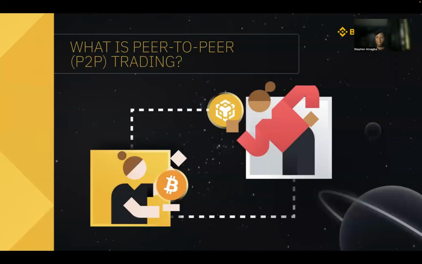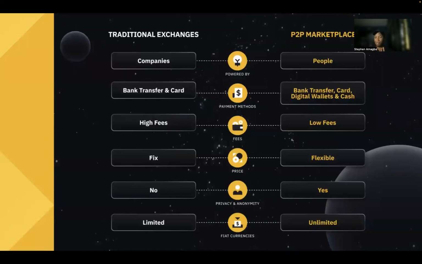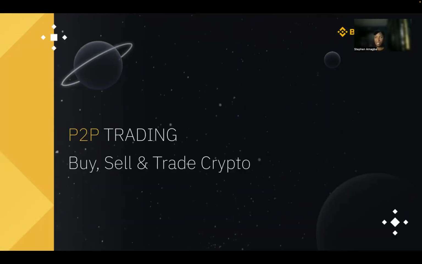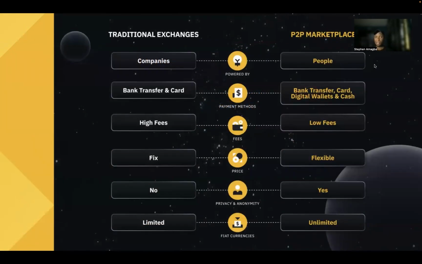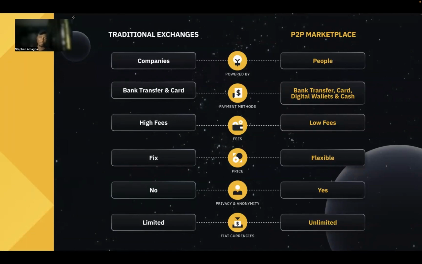So what is peer-to-peer trading? Peer-to-peer trading is basically trading with fellow traders, fellow crypto users, without any need for a central body to do that for you. What's the difference between the traditional exchange and the P2P marketplace? With traditional exchanges, companies actually help you trade cryptocurrencies. But in a P2P marketplace, you buy and sell cryptocurrencies with fellow users like you.